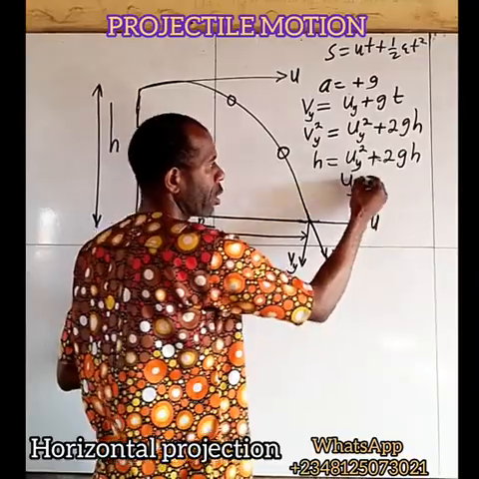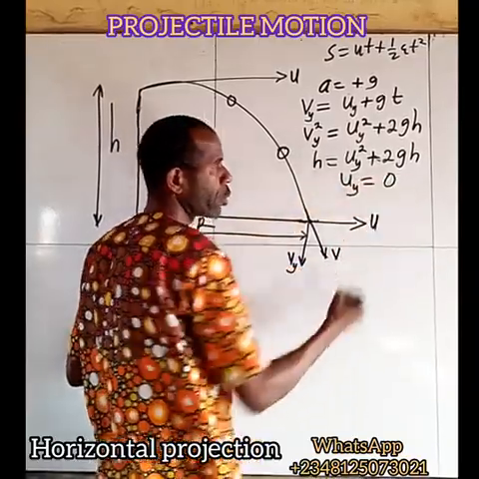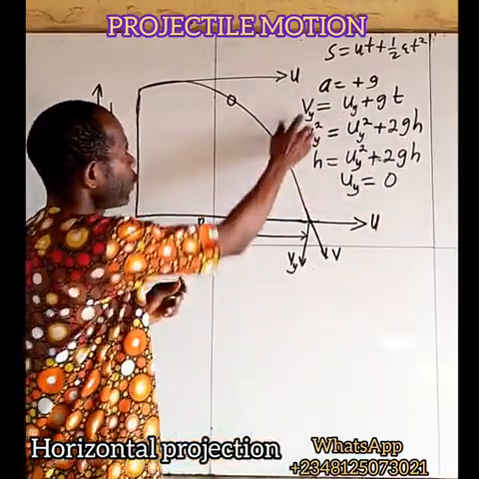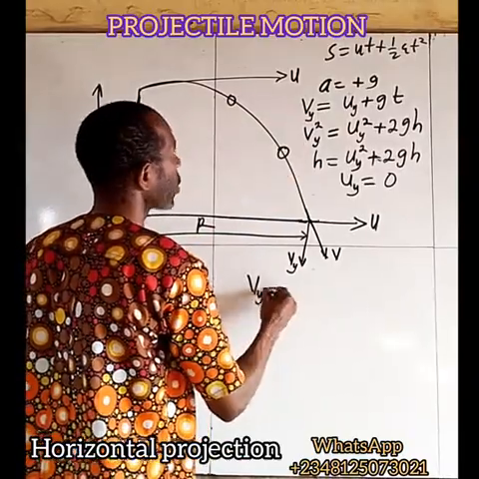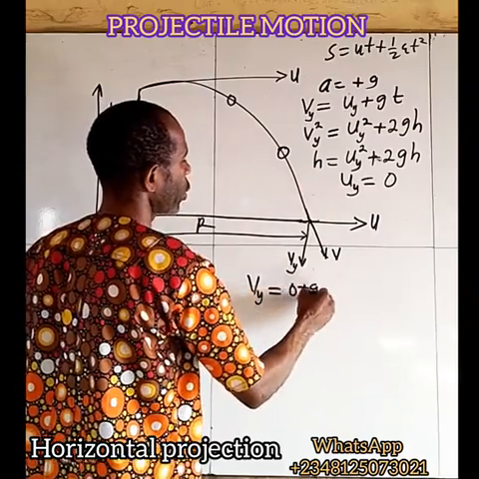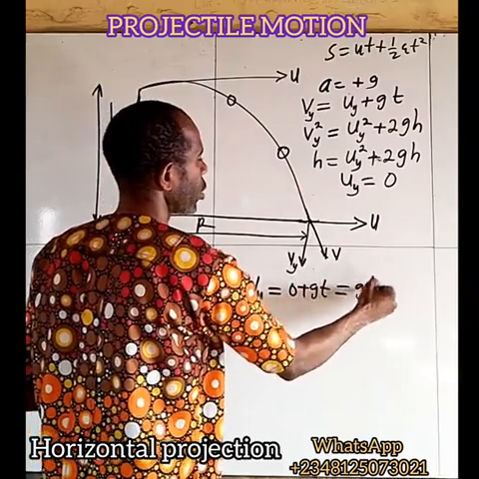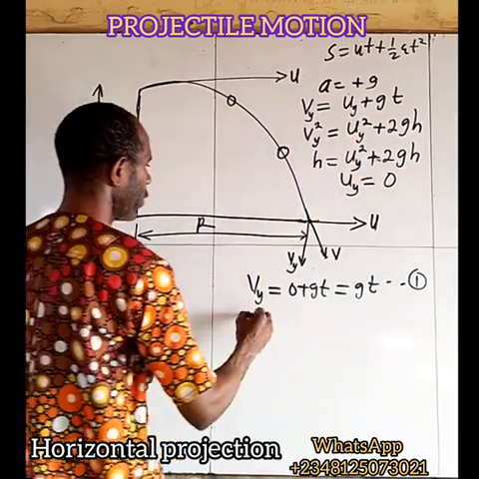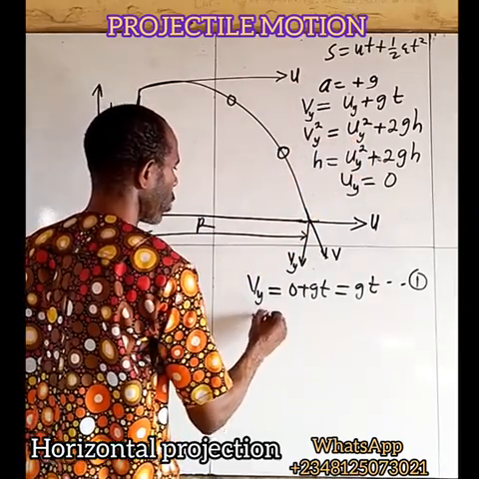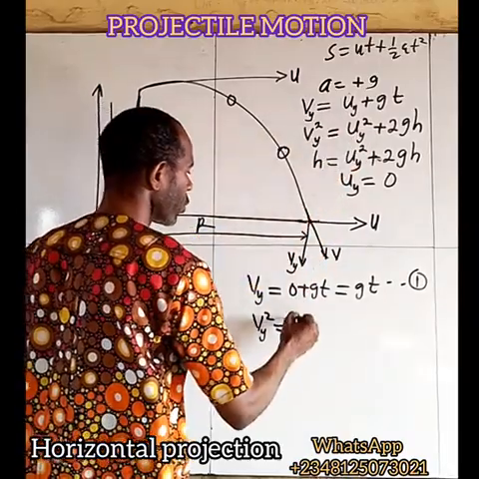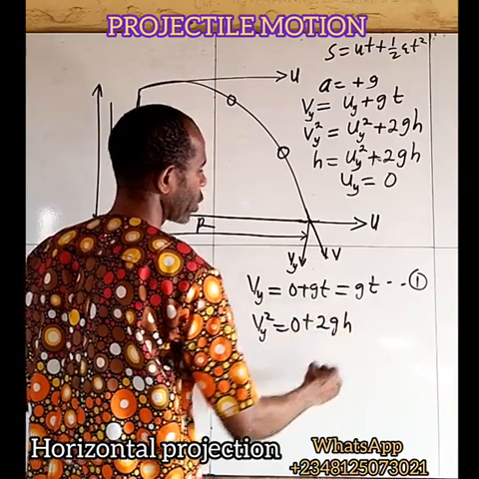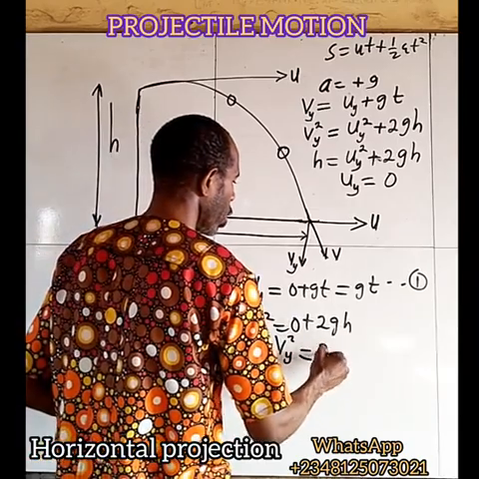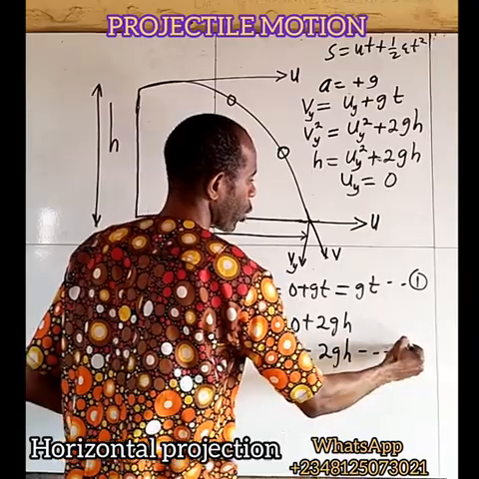Now, remember, since the object is falling, projected from a height, the initial vertical velocity becomes what? Zero. Now, if you place 0 into these equations, the first one, your vy becomes 0 plus gt, which is equal to gt. This becomes your equation 1. Now let's look at this one here. We have vy squared, and your initial velocity is 0, so we have 0 plus 2gh. So your vy squared, the vertical velocity component, is equal to 2gh. So this is your equation 2.